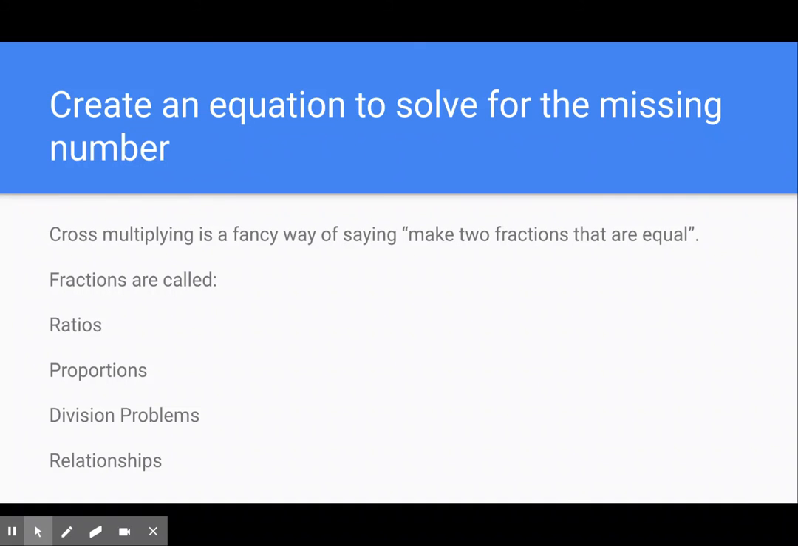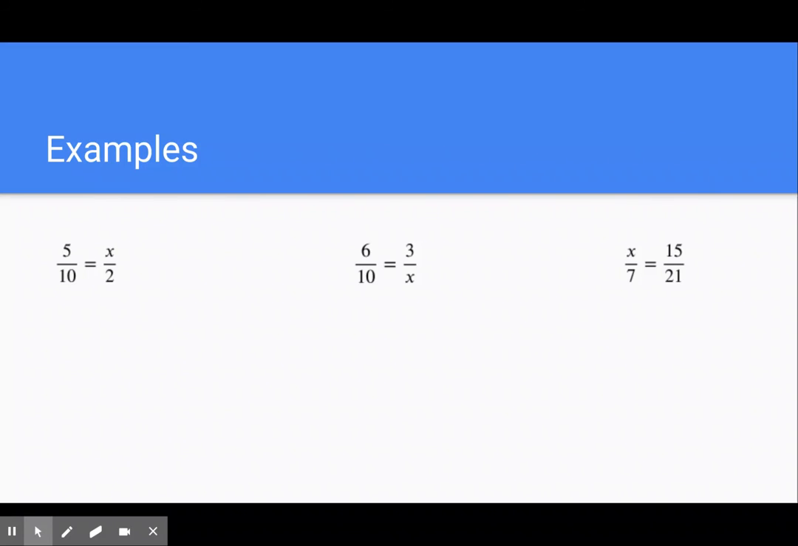All right, so basically cross multiplying is a fancy way of saying make two fractions that are equal. Fractions, we've already determined, are called ratios, proportions, division problems, and relationships. There are two fractions that are related to each other. All right, I'm just going to jump right into this. So you've been given two fractions that need to be equivalent. So they need to be equal.